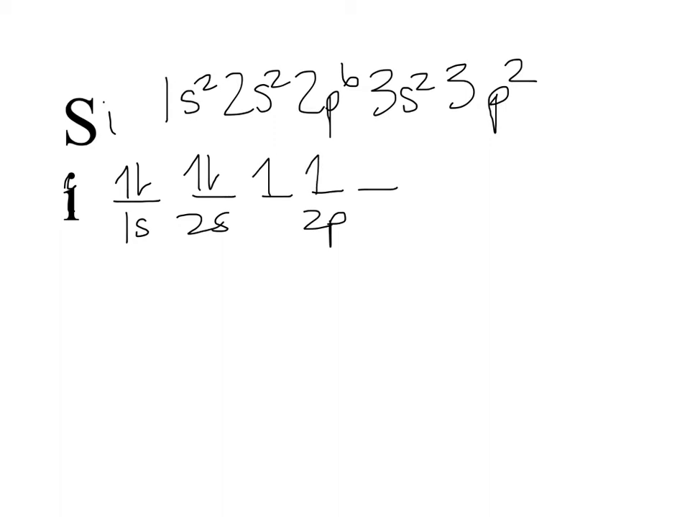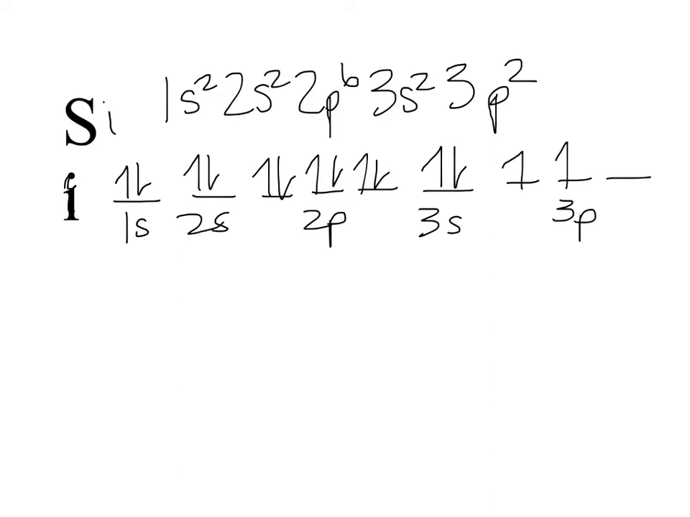I fill them half filled, pointing up, so up, up, up, down, down, down. There's 2p6. Here is the 3s2, and then I need 3 lines for 3p and 1, 2. That is the orbital filling diagram for silicon.